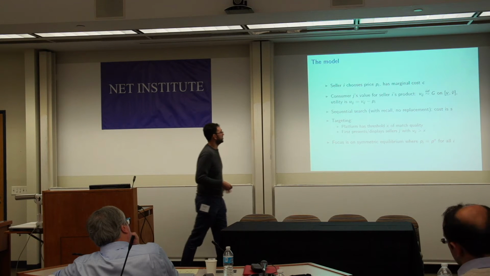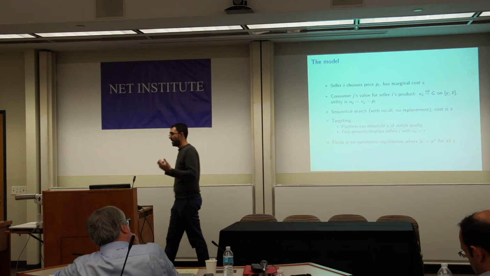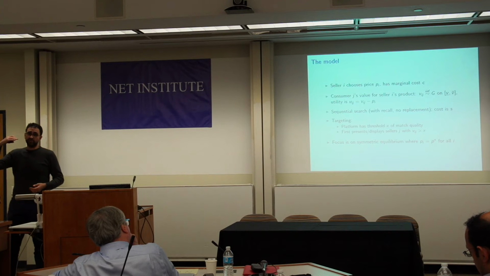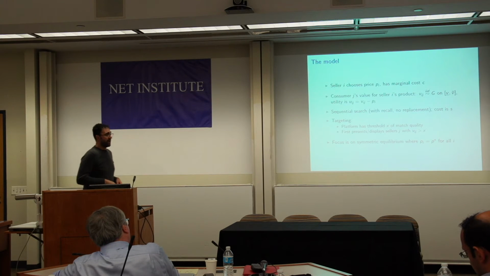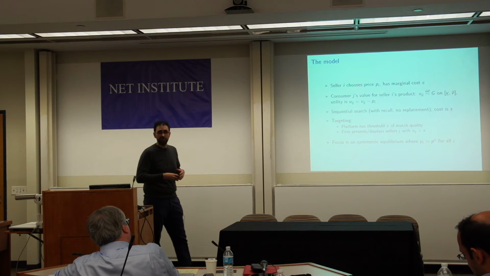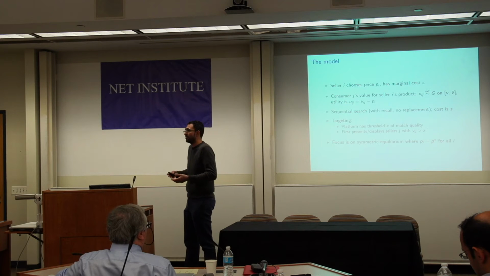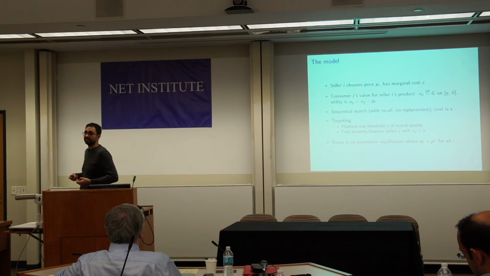And the key innovation here is this idea of targeting, that there's this threshold, where the platform has the ability to commit to saying, if there are matches that have a value greater than some level X, I'm going to show you those matches first. And the focus in the paper is on the symmetric equilibrium where everybody is charging identical prices. And the reason it makes sense to think of everybody charging identical prices is precisely because everybody is ex-ante identical.